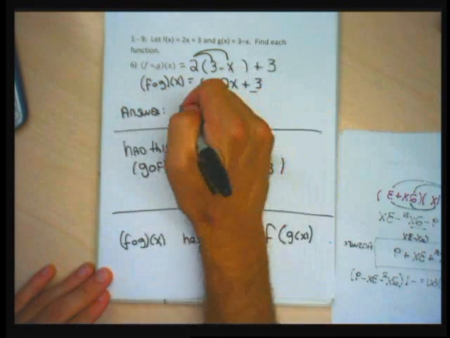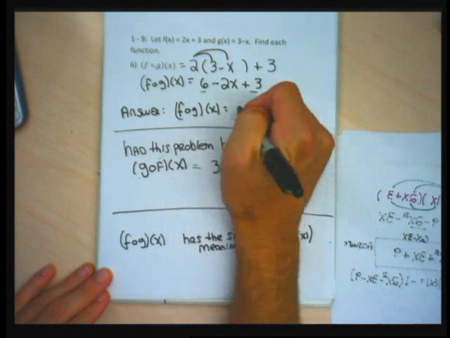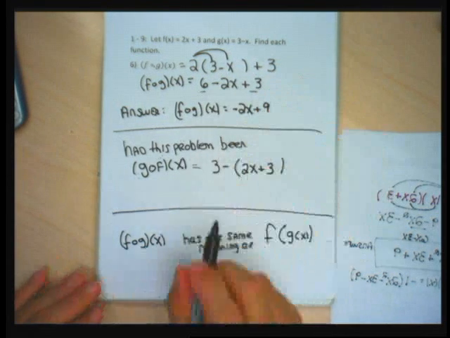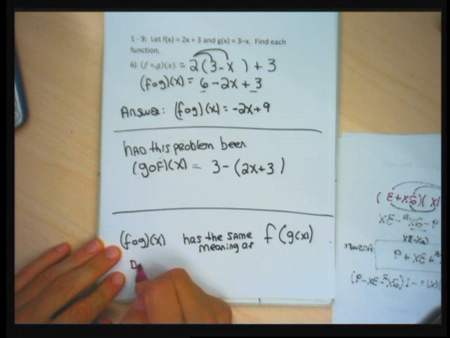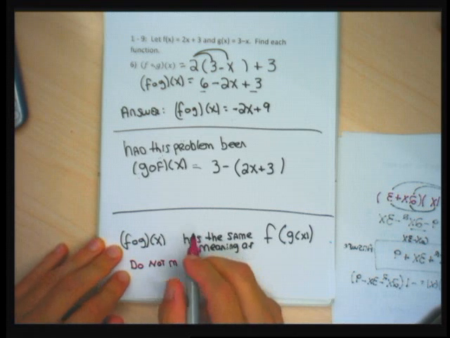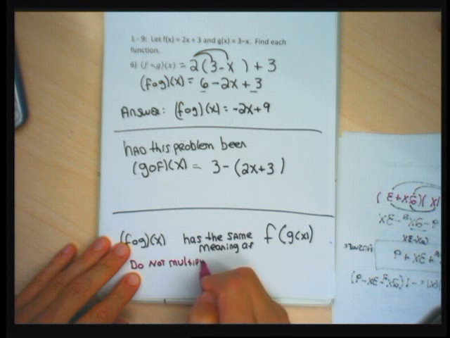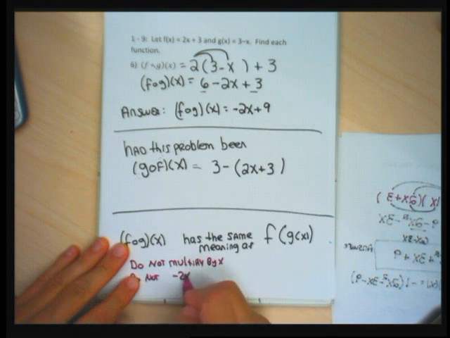My answer is going to be f composed with g of x equals, I'm going to write the x term first, minus 2x, and the 6 plus 3 comes out to be 9. Again, I do not multiply by x, even though there's an x in parentheses, so I'm not going to get negative 2x squared plus 9x. And I also do not take the answer and set it equal to 0.